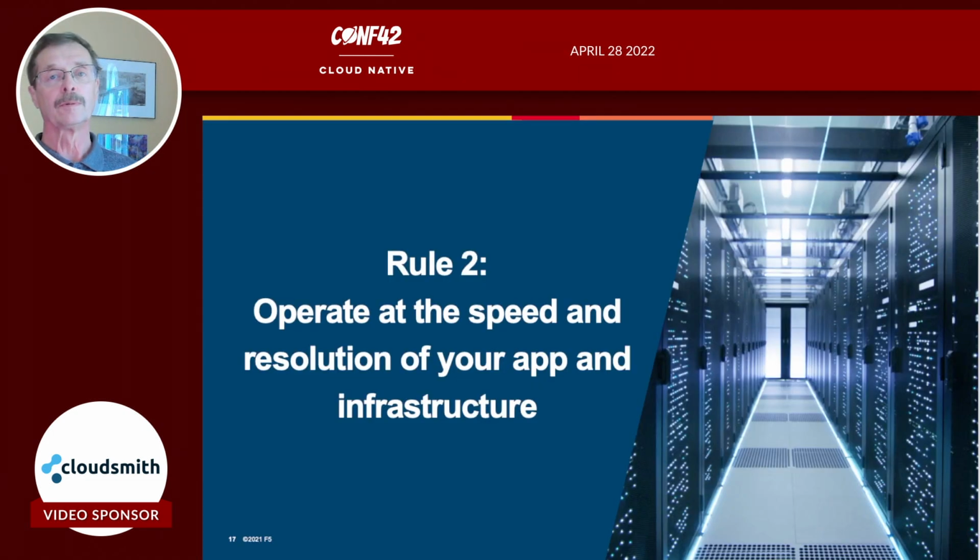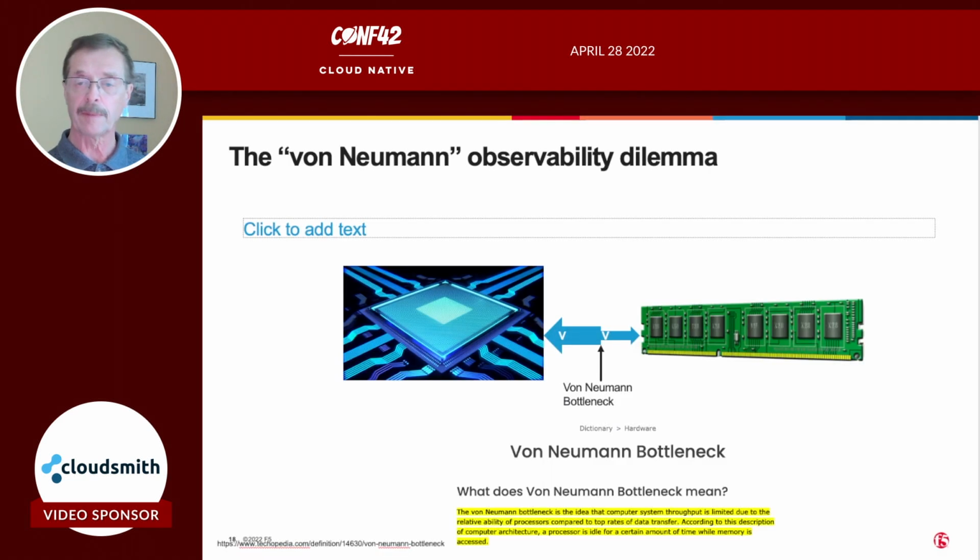So Rule 2 states very simply, operate at the speed and resolution of your app and infrastructure. And again, this starts falling into a data problem. But we're going to start by talking about this thing. Some of you are probably familiar with what's known as the von Neumann bottleneck. The von Neumann bottleneck, very simply, is the idea that computer system throughput is limited due to the relative ability of processors compared to the top rates of data transfer.